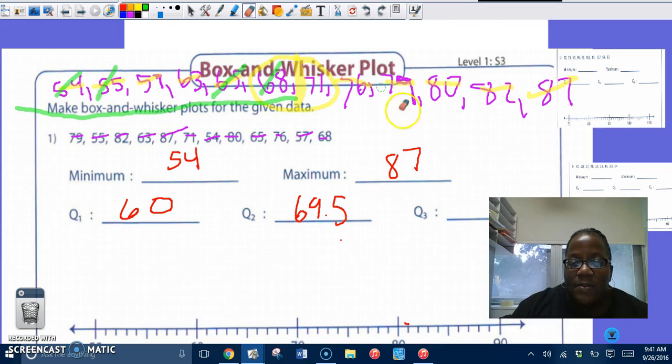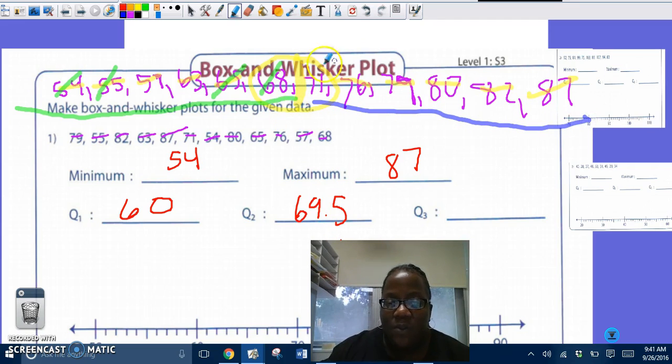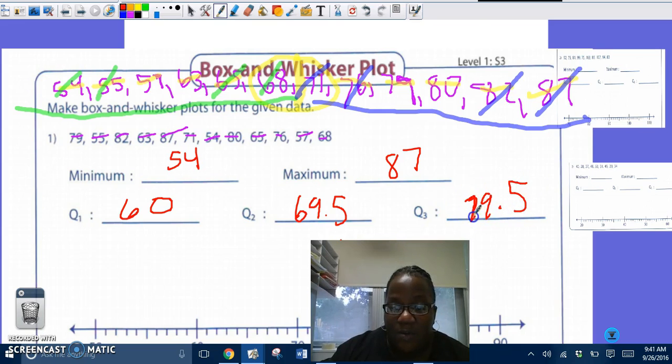All right, now it's time to do the quartile 3. So remember, quartile 3 is going to be everything that's after your middle number. Remember that 69.5 was represented by this yellow line. So 71 is actually included in the numbers that we're going to find quartile 3. You have 2. You know what to do. Add and divide by 2. If you add and divide by 2, you should get 79.5. There you go. So now we have everything that we need to draw our box and whisker plot.